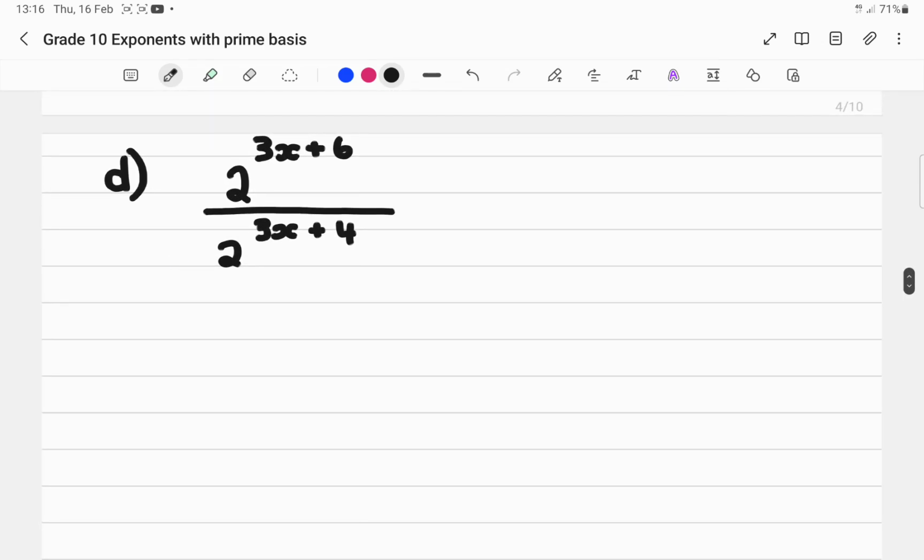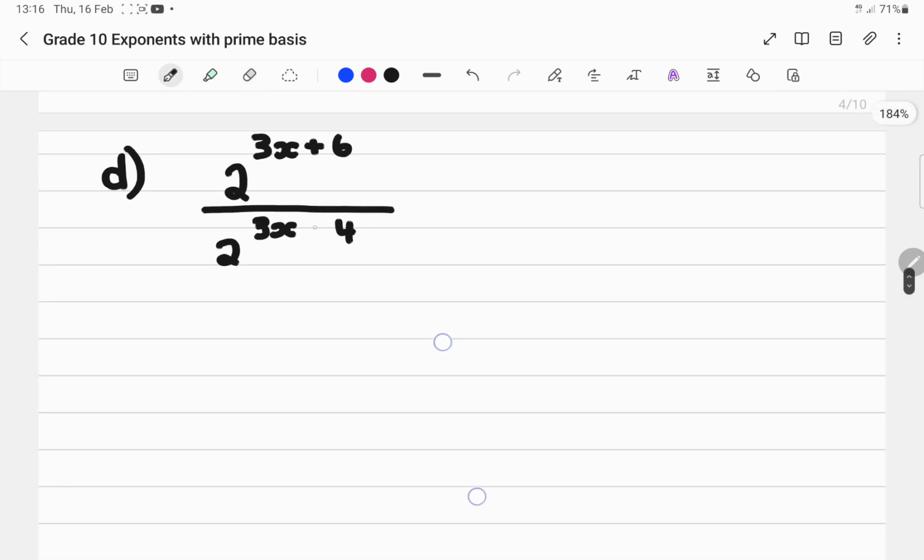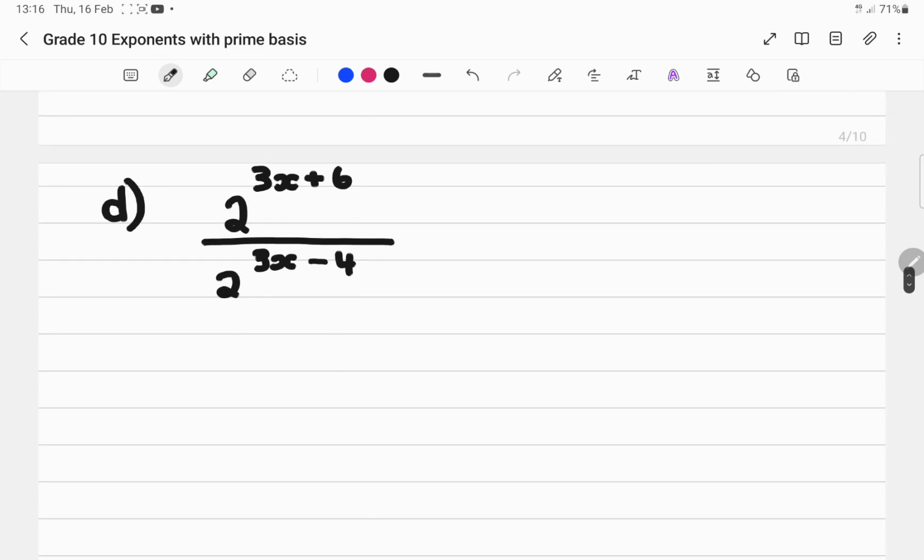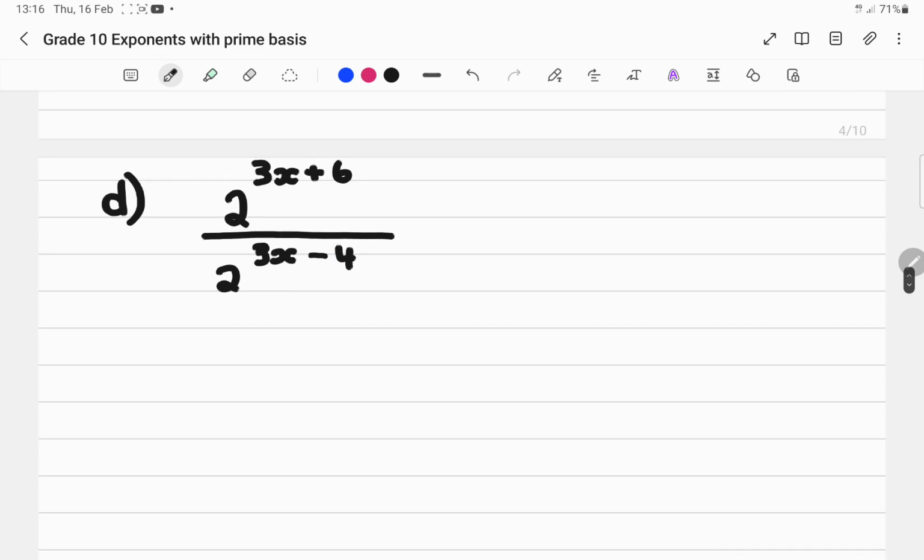Okay, here we've got the prime base is the same, and let me change one of these. Let me make that minus. Okay, so just to show you with these ones, I've got 2 to the power 3x plus 6 minus, because they've got the same base, I keep the same base and I subtract the exponents. Minus 3x minus 4.